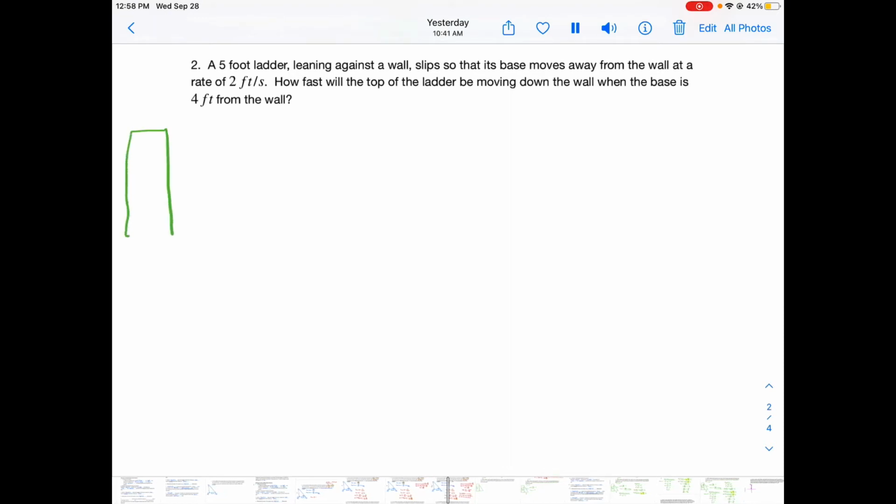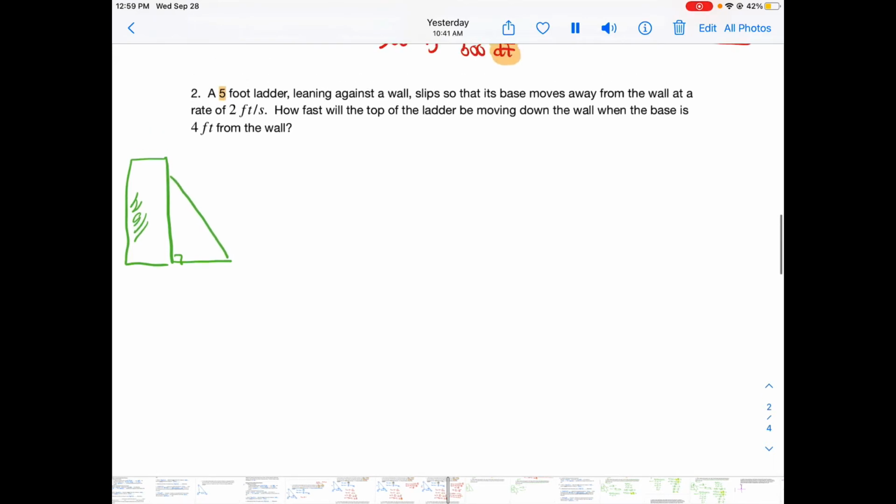Okay, let's start by drawing a picture. A 5-foot ladder is leaning against a wall. So here's my beautiful wall, and I've got a ladder that's leaning against it. The top of the ladder is sliding down as the ladder slides across. So let's see, 5-foot ladder. Does the ladder's length change as time goes on? No. It's a 5-foot ladder, it's going to stay a 5-foot ladder. So that's a constant value.